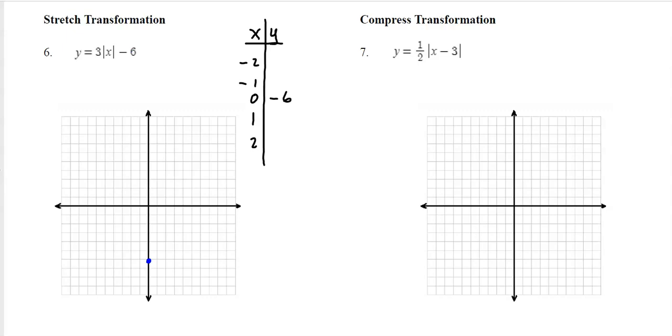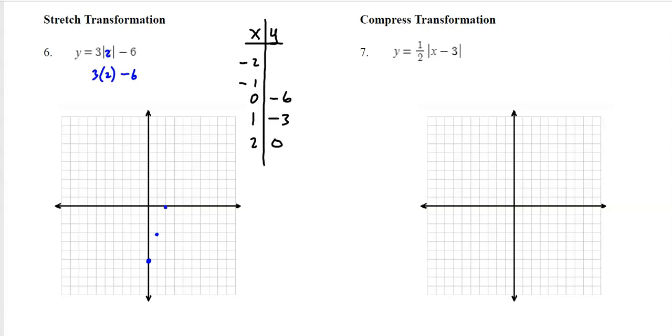Well, now let's put a 1 in there. If I put a 1 in there, the absolute value of 1 is 1. So 3 times 1 is 3, take away 6. Well, that's a negative 3. So when I put 1 in there, I get negative 3. So over 1, down 3. And if we put a 2 in there, absolute value of 2 is 2. And 3 times 2 is 6. And 6 take away 6 is 0. So I have the point (2, 0) in there.